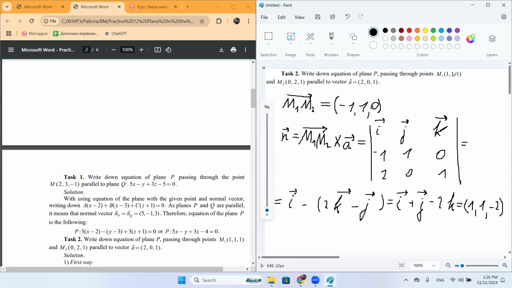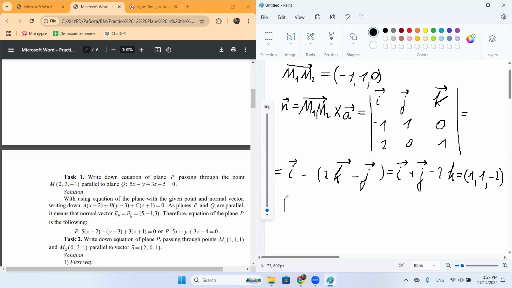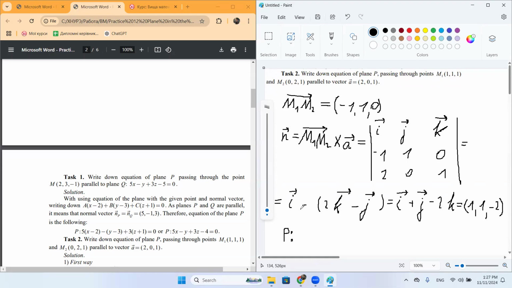And now we can choose any of the points and write down the equation of the plane P. So I'm suggesting you select a point. Which do you want to use, M1 or M2? M1. M1, okay. So x minus 1 plus y minus 1 minus 2z minus 1.